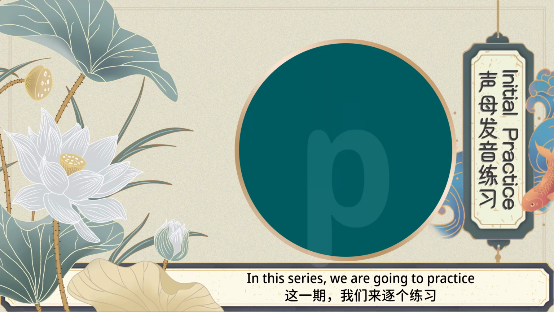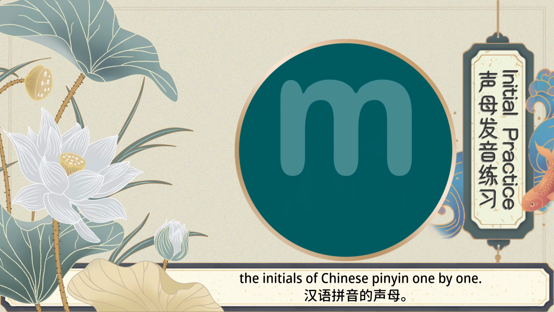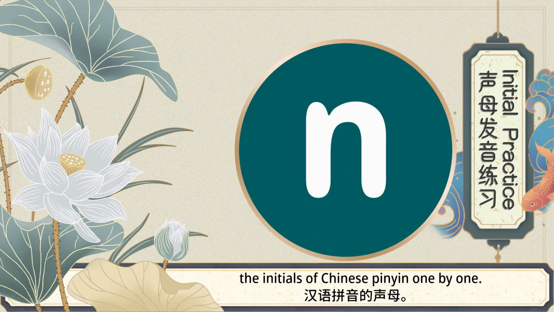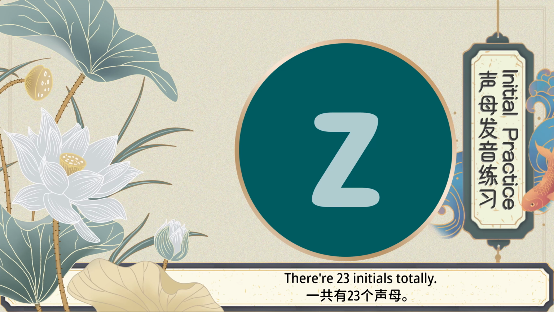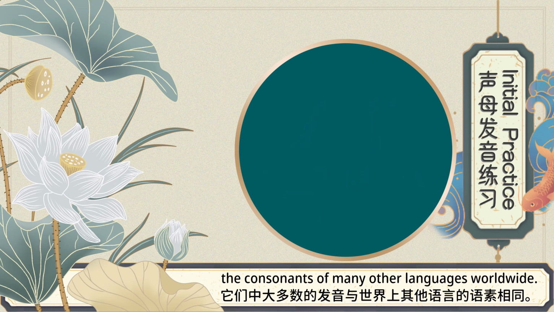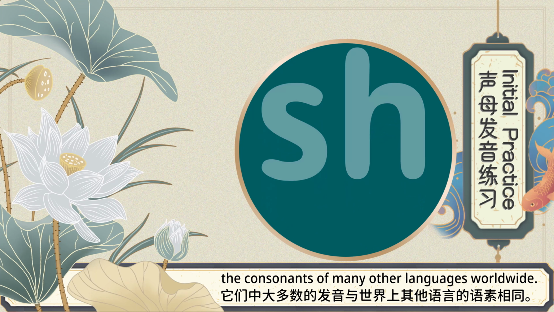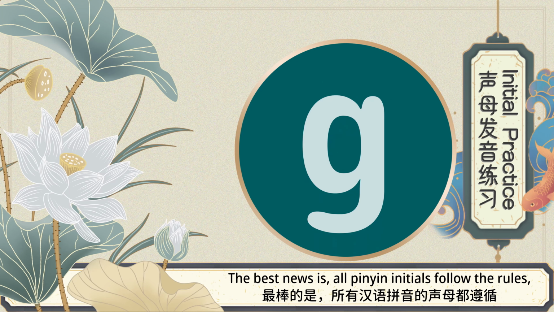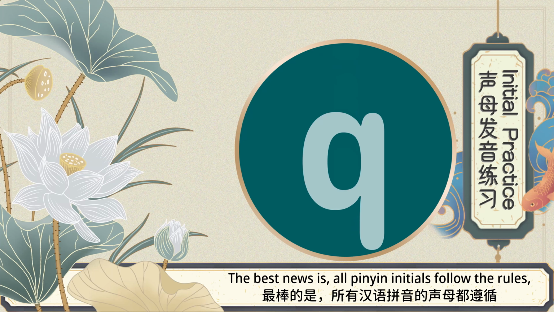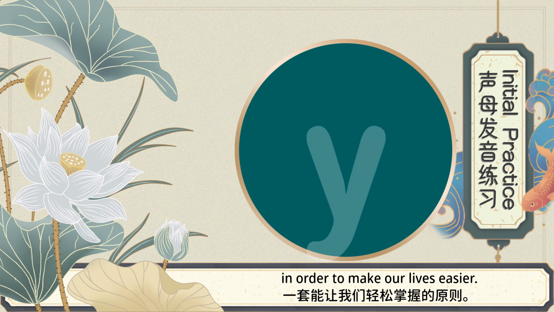In this series, we're going to practice the initials of Chinese pinyin one by one. There are 23 initials in total. Most of them are pronounced the same way as the consonants of many other languages worldwide. The best news is, all pinyin initials follow rules in order to make our lives easier.